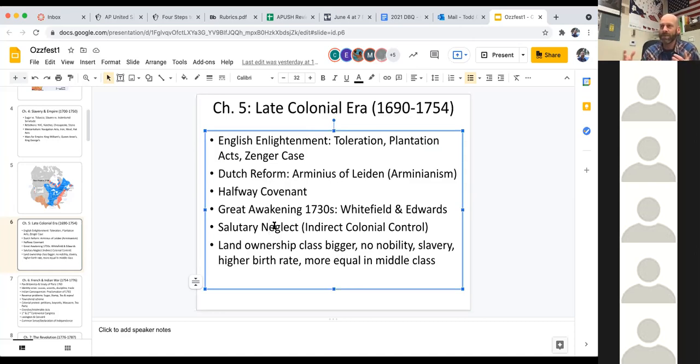New England was founded by people angry at Charles I and Archbishop William Laud. Those men were long dead by the 1730s. Nobody remembered why their grandfather came over.